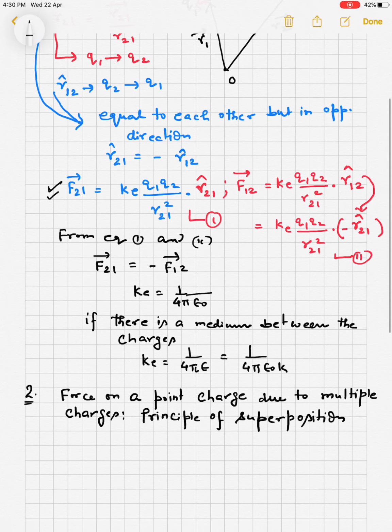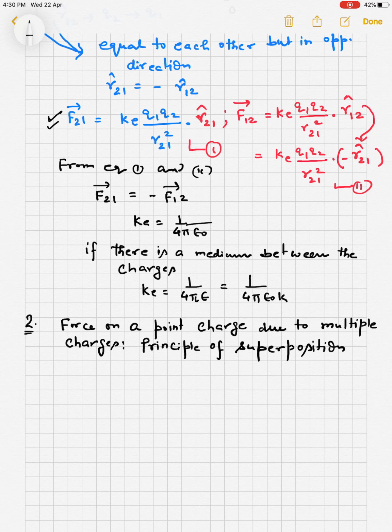Now let us try to understand. Suppose here is one charge q1, this is origin O, so the position vector of this point charge, suppose it is r1. Another charge is here and its position vector is r2, and the third one is q3 whose position vector is r3.